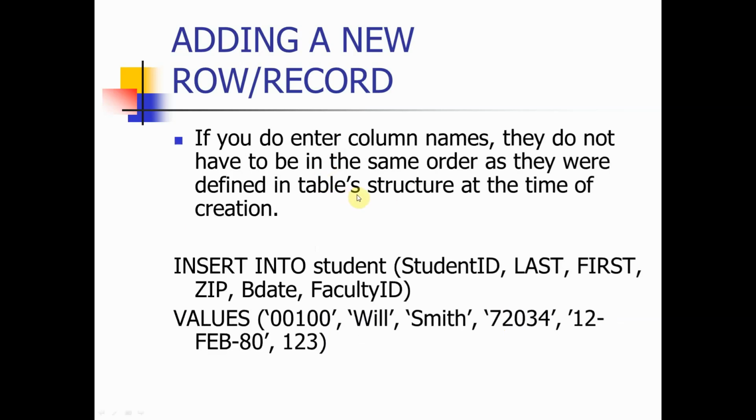If you do enter the column names, they do not have to be in the same order. So you can create your own order by providing them one by one and then mapping the values for each attribute that you have shown. Therefore, you can see that this example is an insert into student, and then we provide the student ID. Therefore, the first value you're going to put into the values is going to be the student ID. Last name, first name, you will follow the order that you provided in the column list.